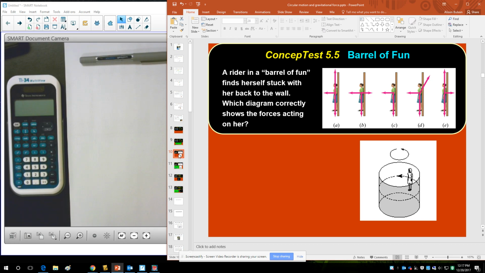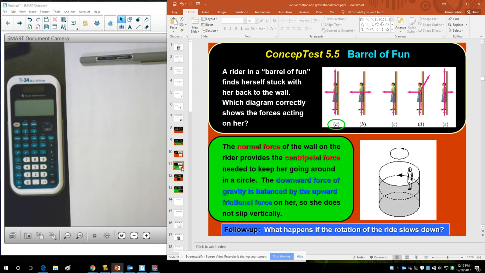You can always pause this if you want to think about it before I show you the answer. So the correct answer is A. There is the pull of gravity straight down, and then there needs to be friction between her body and the wall pushing straight up. And then the wall itself is pushing in on her, in towards the center of the circle. The centripetal force needed to keep her in a circle is the normal force of the wall. And then as a result of the normal force, there's a force of friction pushing up on her.